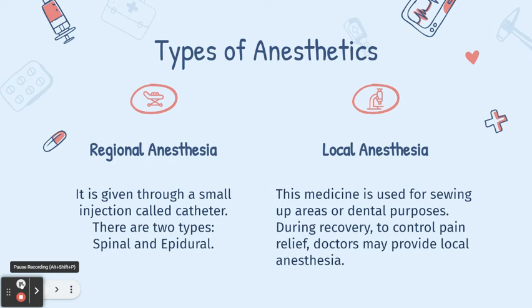Local anesthesia is injected through a needle to numb a specific area. This medicine is often used during times when doctors need to sew up areas and for other dental purposes. Doctors may provide this type of anesthesia during recovery to help control pain relief.